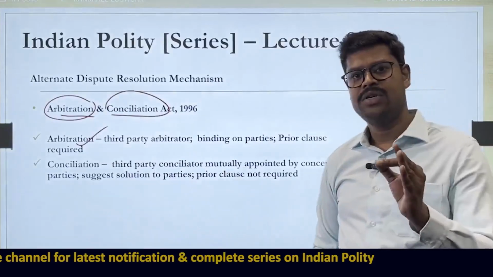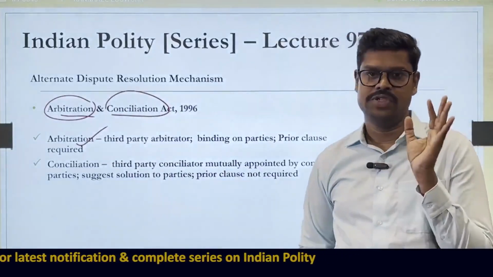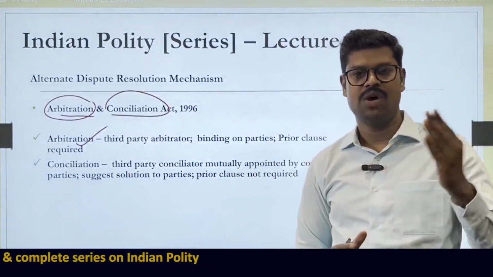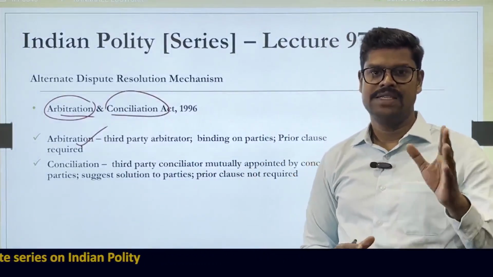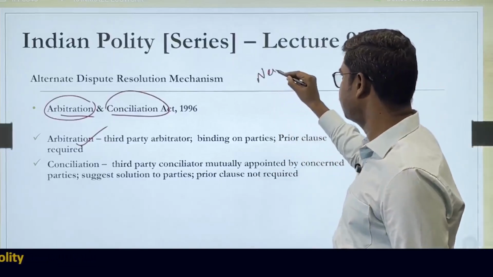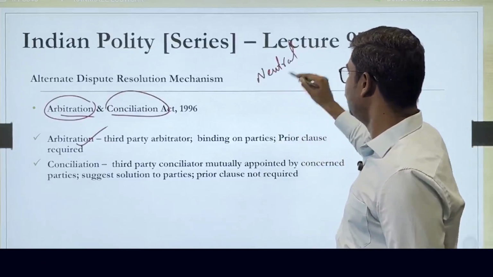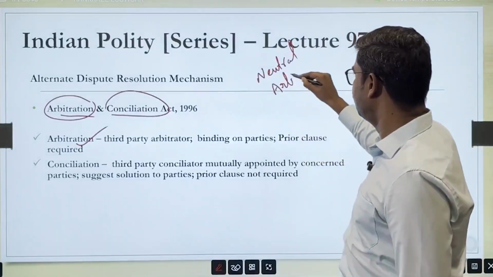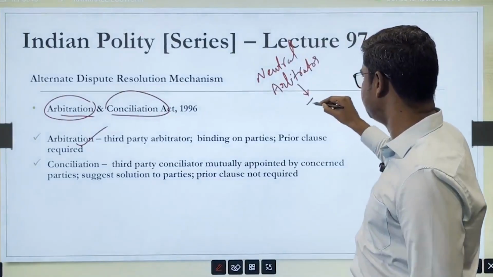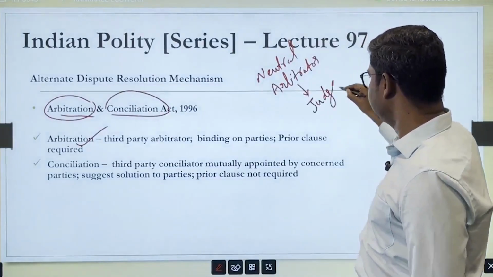So, arbitration is a form of resolving disputes between the parties, which is out of court settlement. As the name suggests, arbitration means there will be a neutral arbitrator. That is what you will have to understand. A neutral arbitrator, who is someone, you can assume, like a judge. So, someone like a judge is there.